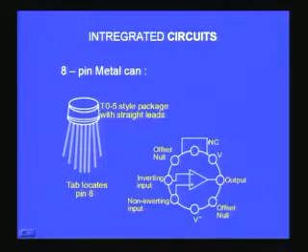All the pins are designated with reference to, for example, this is a voltage, this is an output point, this is an offset null, V minus, non-inverting, inverting, etc. And this is a symbol for op amp. You have already seen it also when we discussed the difference amplifier. So this is one metal can.